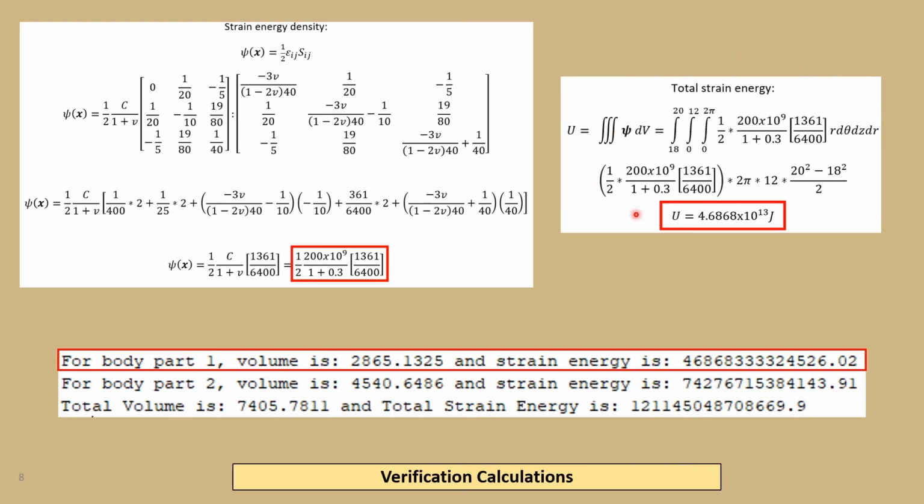Since I'm working with the hollow cylinder, you can see my volume Jacobian is just R, and then integrating it with respect to theta, Z, and R results in 4.6868 times 10 to the 13 joules, which exactly matches my MATLAB output, so I know my code is working exactly as it should be.